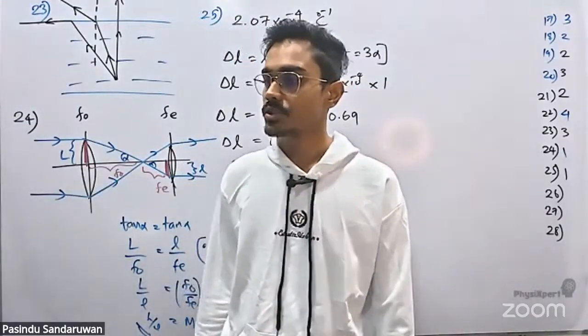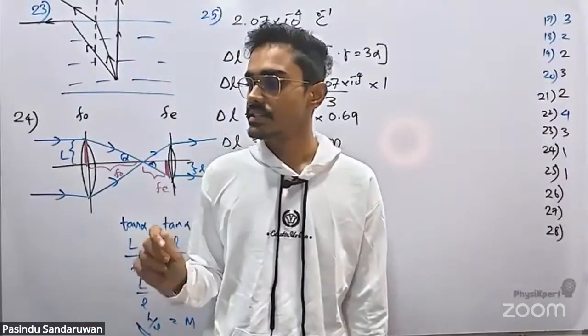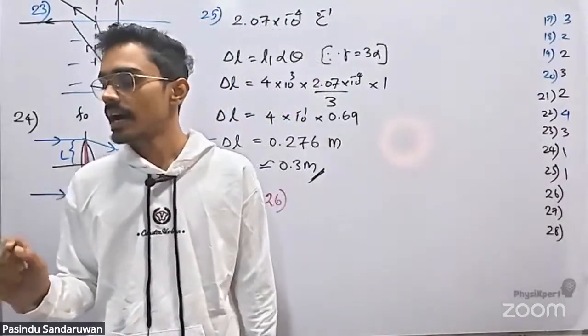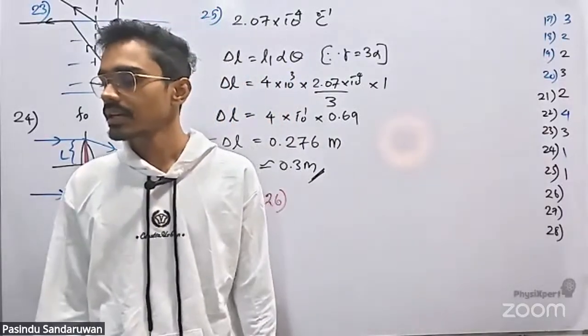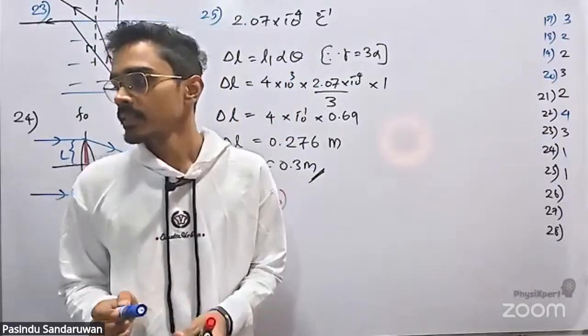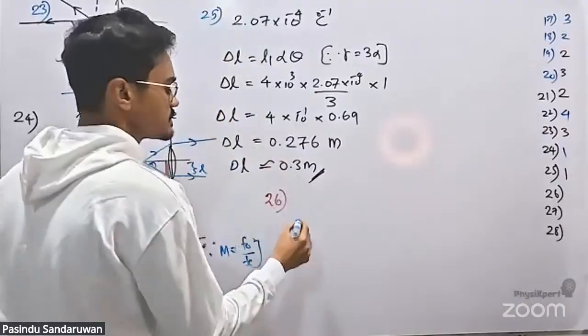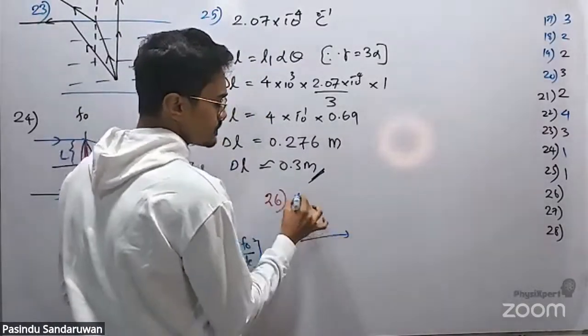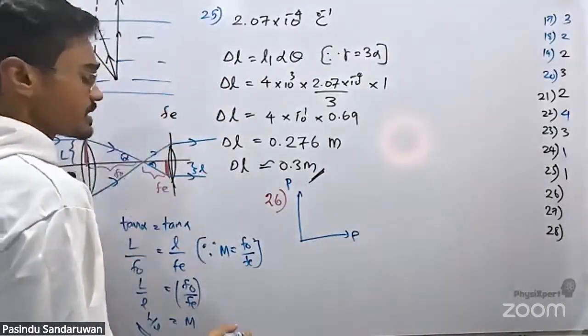Question 26. The diagram shows the variation of pressure against the density of an ideal gas at 3 different temperatures. According to it, the correct choice is... The variation is between P and rho. Then I'm going to check the gradient.